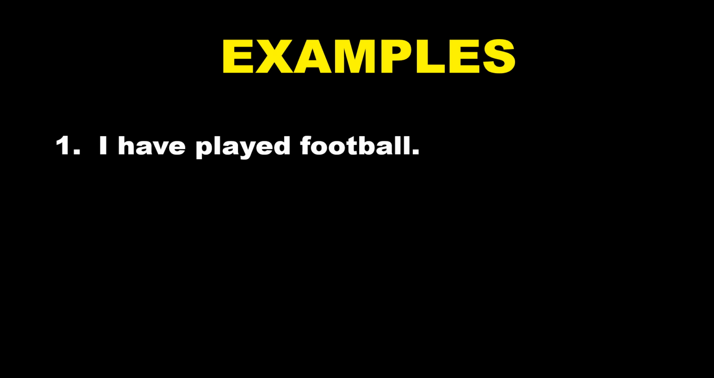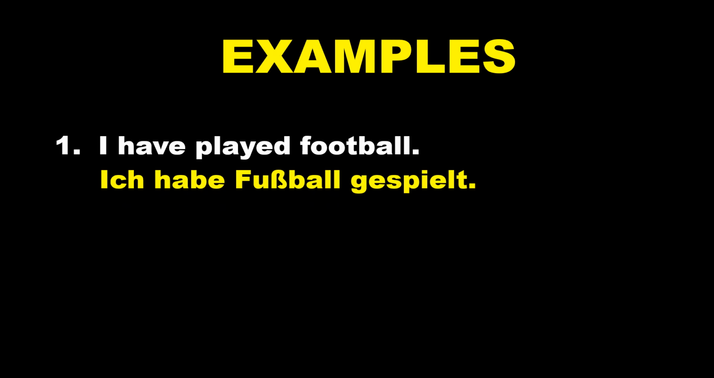Let's go ahead. Now see some examples of how to use these Partizip zwei forms in sentences. First example, very simple: I have played football. Ich habe Fußball gespielt. Here, ich is the subject, habe the helping verb, Fußball the object, gespielt the Partizip zwei form. Very simple and very clear. Spielen, gespielt, Partizip zwei form.